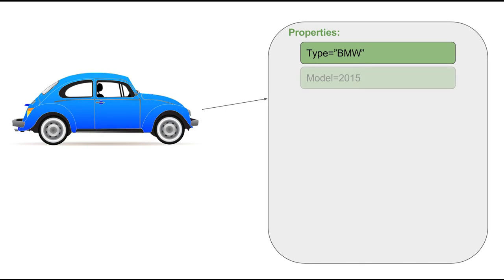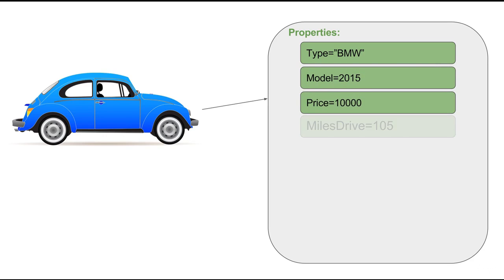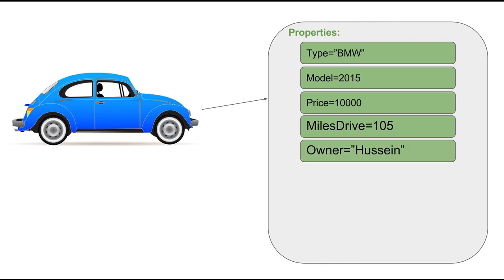Let me tell you about the car. What do you think about the car? The car has properties. What properties could this car have? It could have a type of car, for example BMW, a model of the car, 2015, the price of the car, 10,000, or the miles the user drove this car, like 405, and the owner of this car, Hussein. So all these are properties of the car. You describe things. When we talk about properties, we mean we describe things. So the car as an object has a number of properties.